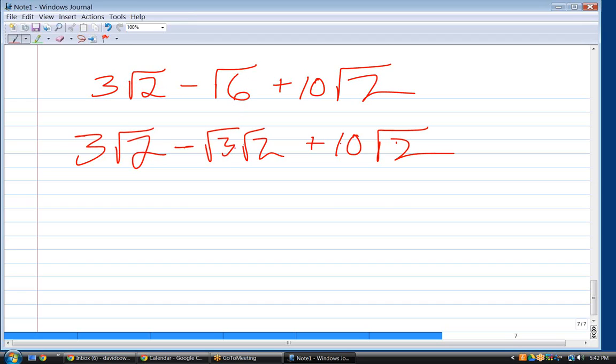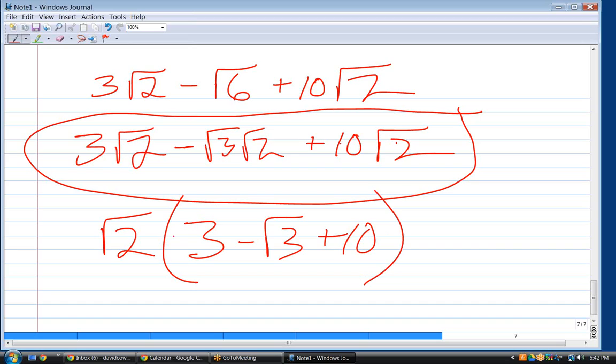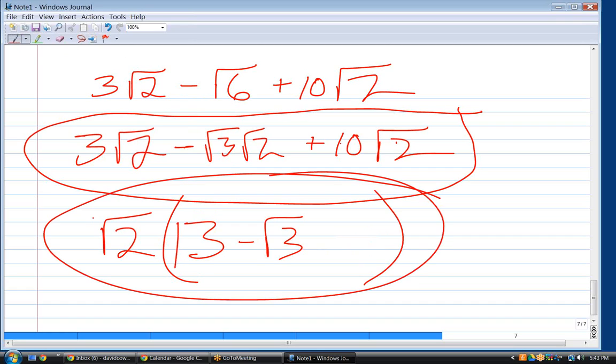But once I turn this into the square root of 3 times the square root of 2, notice what I'm looking at now. I got a bunch of apples. I got 3 apples minus square root of 3 apples plus 10 apples. I can factor out a square root of 2 from each of these terms, leaving behind 3 minus square root of 3 plus 10, or 13 minus square root of 3. So this whole thing turns into this. Only because you want to convert everything to the same thing.